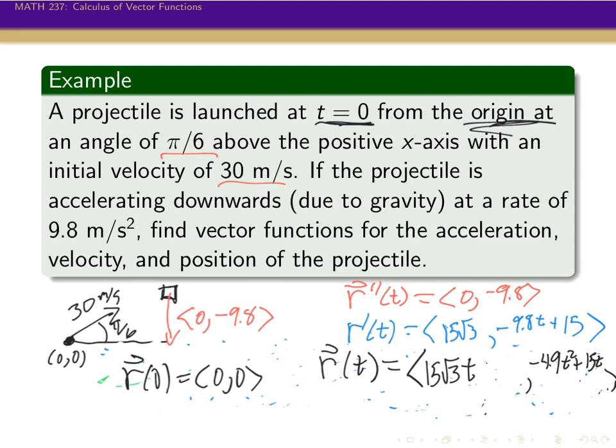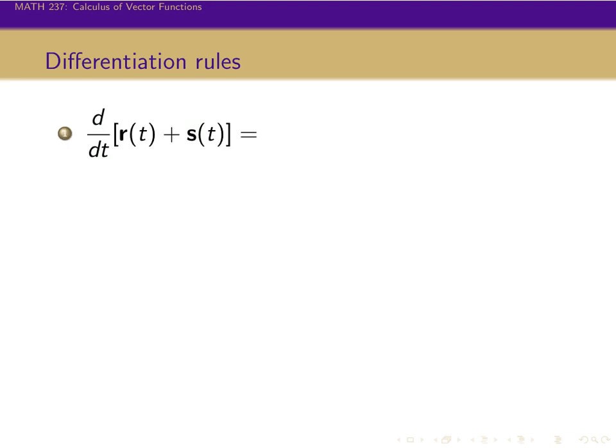Now you can figure out, if the land is flat, when's it going to hit the ground again? Well, it's going to hit the ground when the y component is 0. And then we can ask, how far did it go in the x direction? Well, we figure out the time when it hits the ground, plug that time into the x component, and we can see how far it went. We can do all sorts of fun things with that.